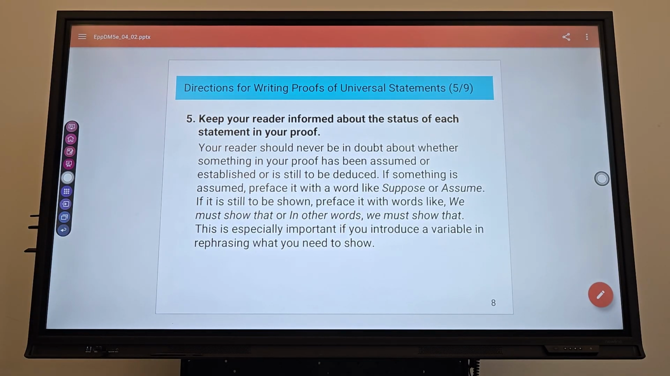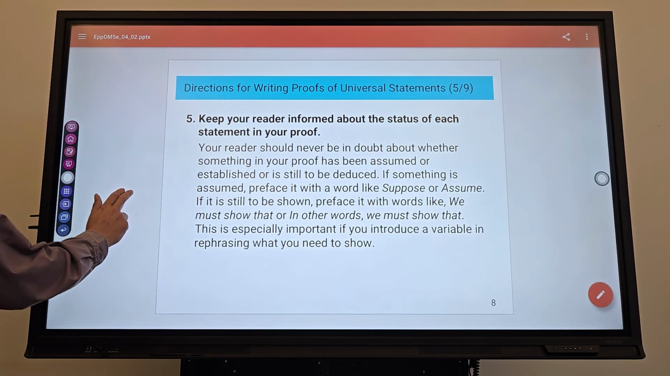Keep your reader informed about the status of each statement in your proof. Your reader should never be in doubt about whether something in your proof has been assumed or established or is still to be deduced. So use words to indicate what the status is of each statement. This is especially important if you introduce a variable and rephrase what you need to show.